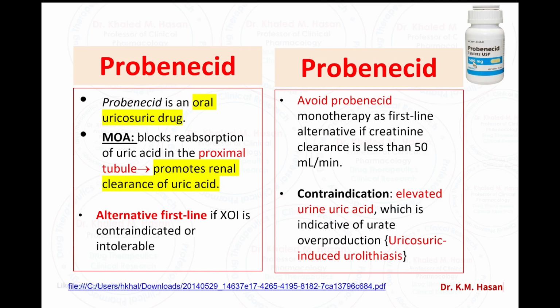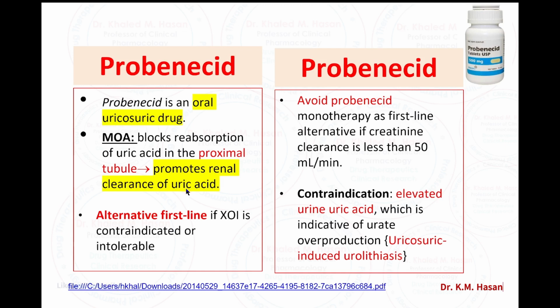Okay, we're done with the two medications that inhibit synthesis. Now we move to another group of medications, those that increase excretion of uric acid in the urine. Probenecid is considered an oral uricosuric drug. This group of medication, probenecid, increases uric acid excretion in urine. How does this medication work? It promotes renal excretion of uric acid, enhancing excretion of uric acid by the kidney.